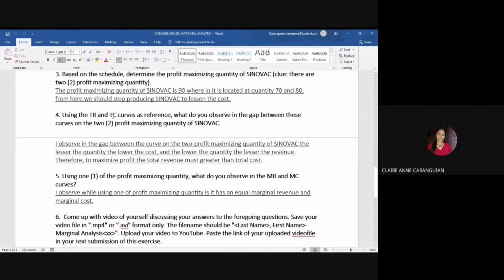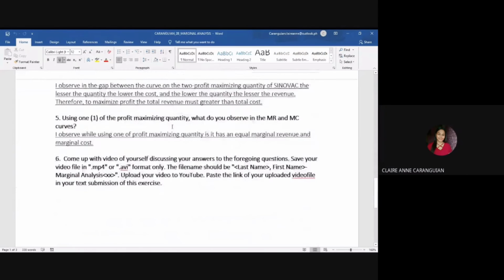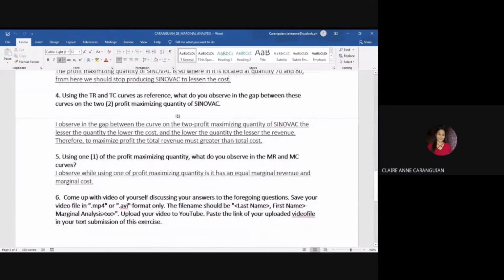Next is number 4, using the TR and TC curves as reference here. What do you observe in the gap between the two profit maximizing quantity of Sinovac? So my answer is I observe in the gap between the curves on two profit maximizing quantity of Sinovac, the lesser the quantity, the lower the cost, and the lower the quantity, the lesser the revenue. Therefore, to maximize the profit, the total revenue must be greater than total cost.